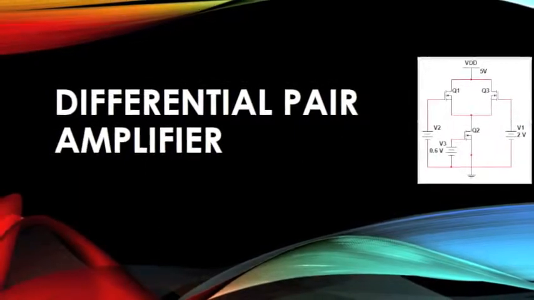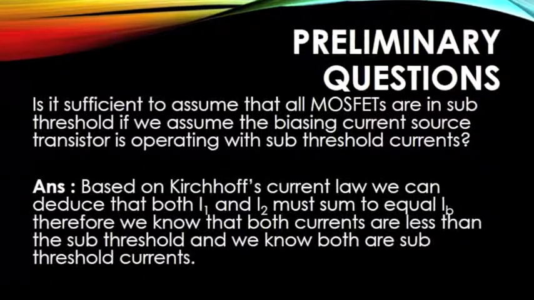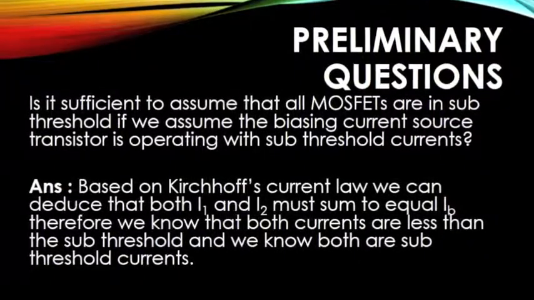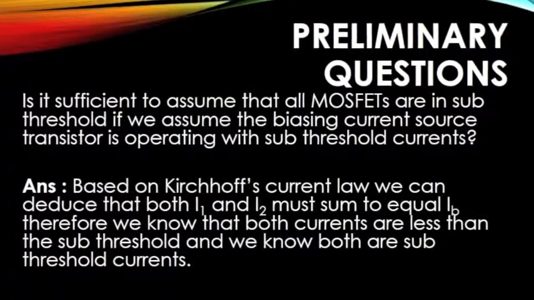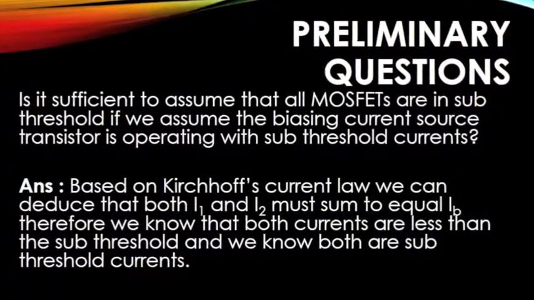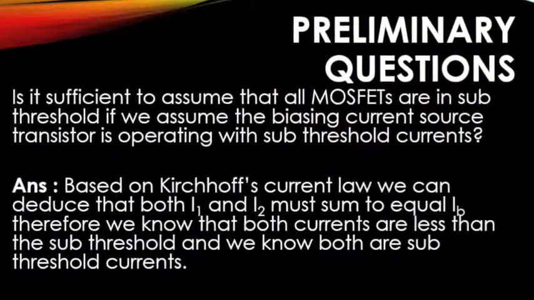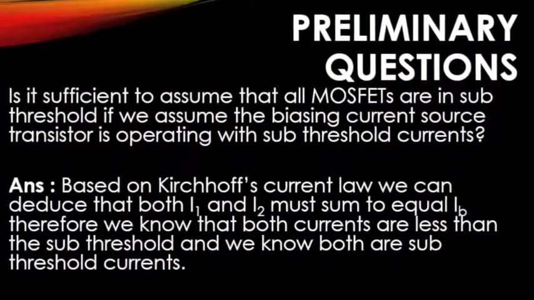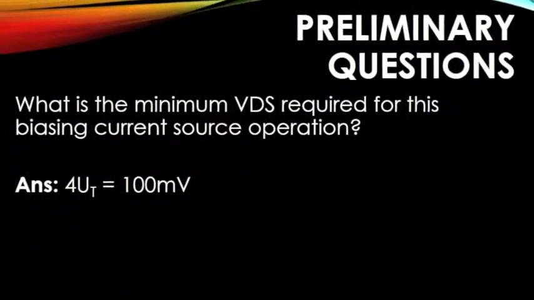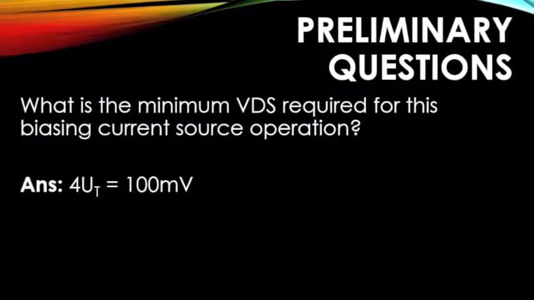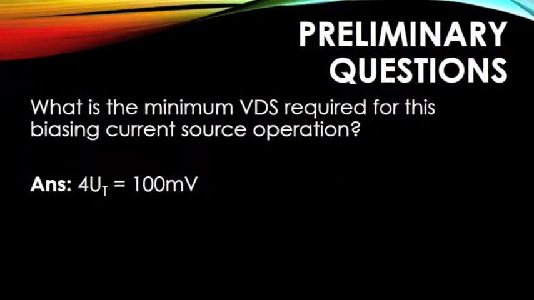We now move on to the differential pair amplifier. Let's analyze the differential amplifier. The differential amplifier contains two MOSFETs that produce currents I1 and I2. When we use Kirchhoff's laws on the circuit, we get that I1 plus I2 equals IB, which means that the currents are in subthreshold. Also, for the MOSFETs to be in the saturation regime in subthreshold, a minimum VDS of 4 UT is required, which is about 100 millivolts.